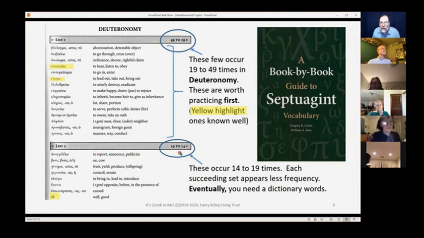List 2, these are words that occur only between 14 and 19 times. What I would recommend is you take a yellow highlighter and just highlight the words you already know. For me, I would use the kind of highlighter you use on sewing that fades with time. So it forces you to go back and learn it again.